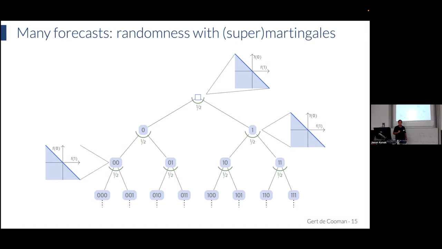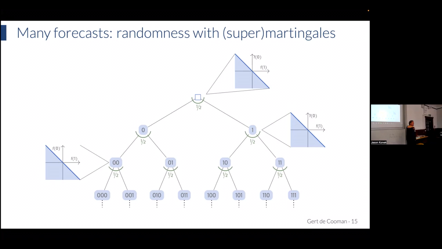If you do that, the capital that you can in this way build is what we call a supermartingale in that tree. That is what we call a supermartingale. It's a stochastic process, a process where the expectation in each situation of the increase of the capital in each situation is negative.